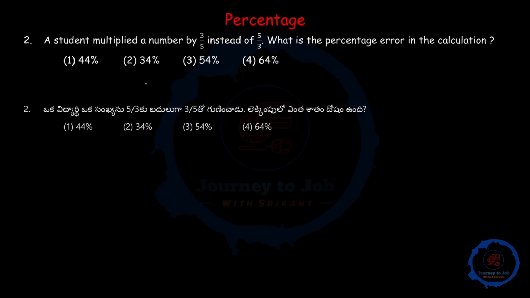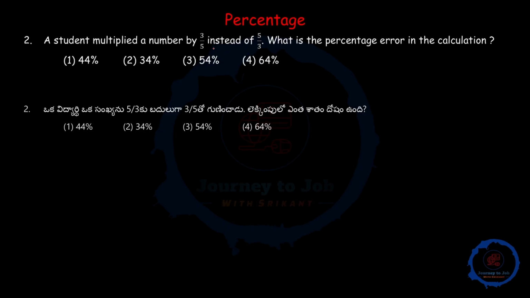Question number 2, a student multiplied a number by 3 by 5 instead of 5 by 3. What is the percentage error in the calculation? So actually the student should multiply a number by 5/3, but multiplied it by 3/5. Then the value that comes, how much percentage error is that false value from the actual value? That is the question.